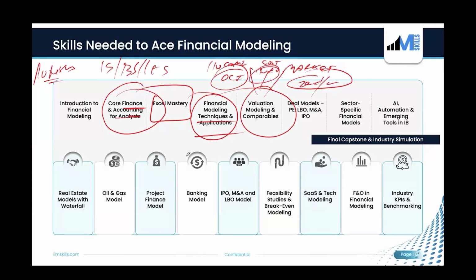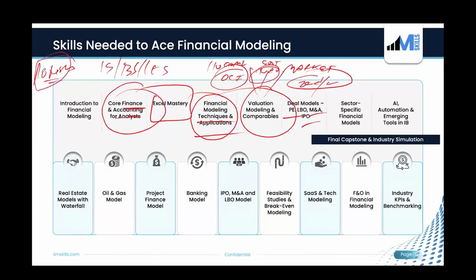Now, let's say this publishing business goes under a transaction, they are getting acquired, or they are planning to acquire, or someone is planning to buy this business through debt. Or this company is getting listed on the stock exchange. So, different types of models would be required to be built. And that's what's going to be the use case of the IPO model, LBO model, and M&A model.